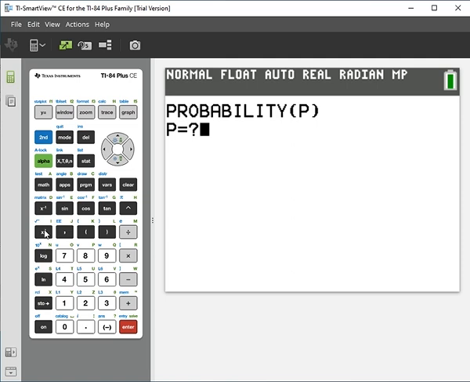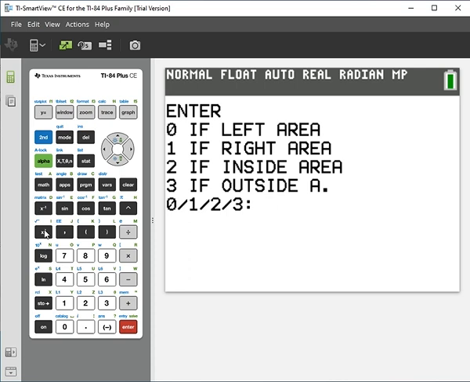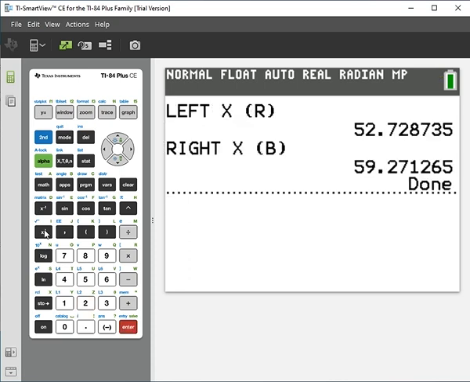And then the probability, our confidence level is 95%, so 0.95. And of course, we're interested in the inside area. We're interested in the confidence interval. And there it is, 52.73 to 59.7.